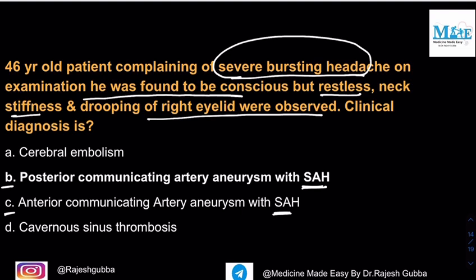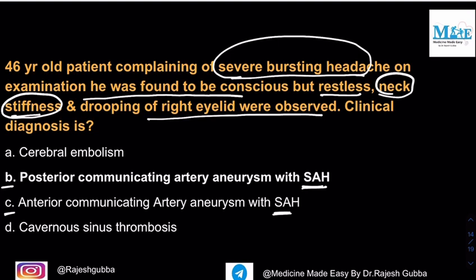Now the other point which tells that it is subarachnoid hemorrhage is that the patient is having neck stiffness also. So differential diagnosis for neck stiffness is meningitis and subarachnoid hemorrhage. But in meningitis you will have high grade fever, which is not there in our patient. So it is definitely subarachnoid hemorrhage. So the answer should be either B or C.